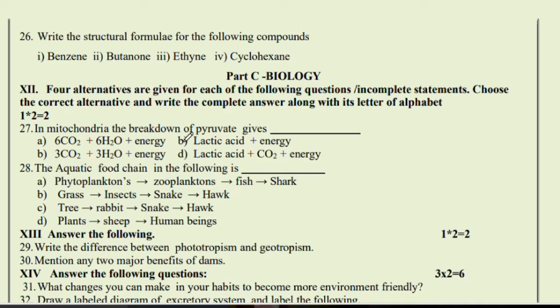Next, part C, biology, you will have MCQ questions. In a mitochondria, the breakdown of pyruvate gives: four options are given. So here we get carbon dioxide, water and energy released. In the given options, option A is the right answer.